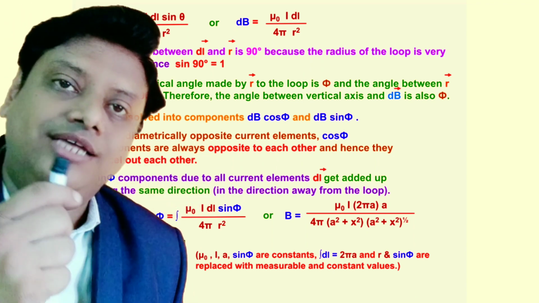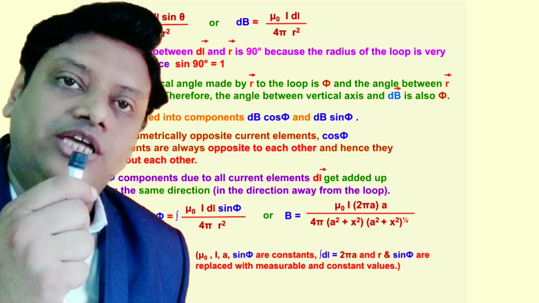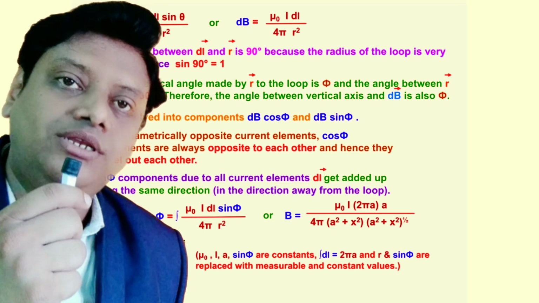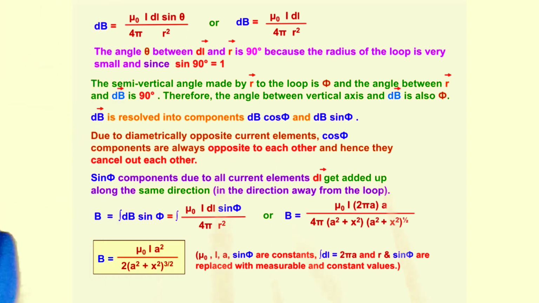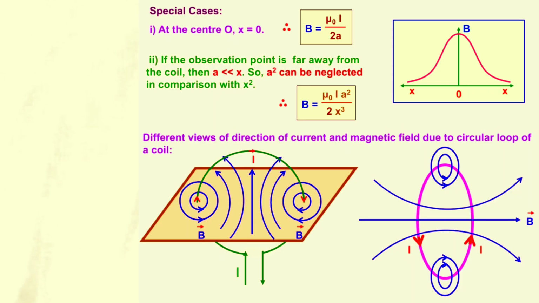So if a is smaller than x, then a square will be very much smaller than x square, so it can be neglected. So in the formula we will just remove the value of a square, and we will get B equals mu naught I a square upon 2x cube. This is the value we obtain by the formula.